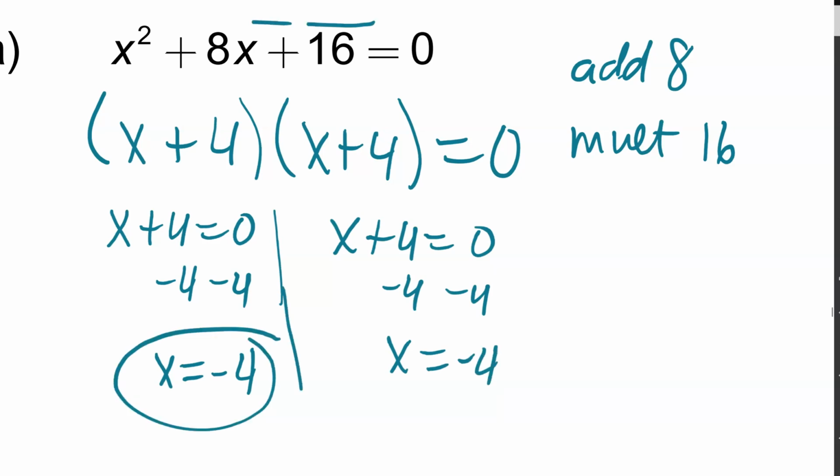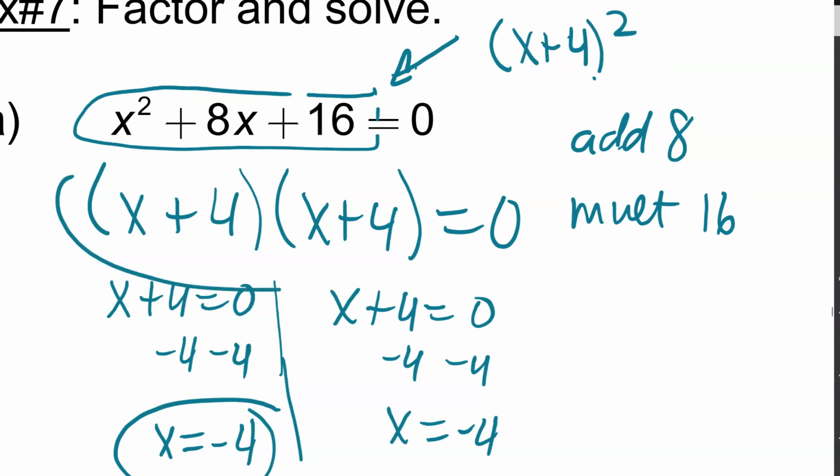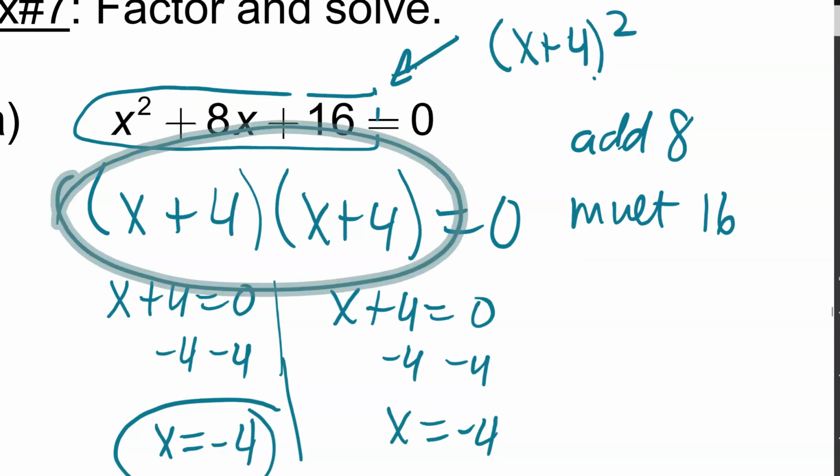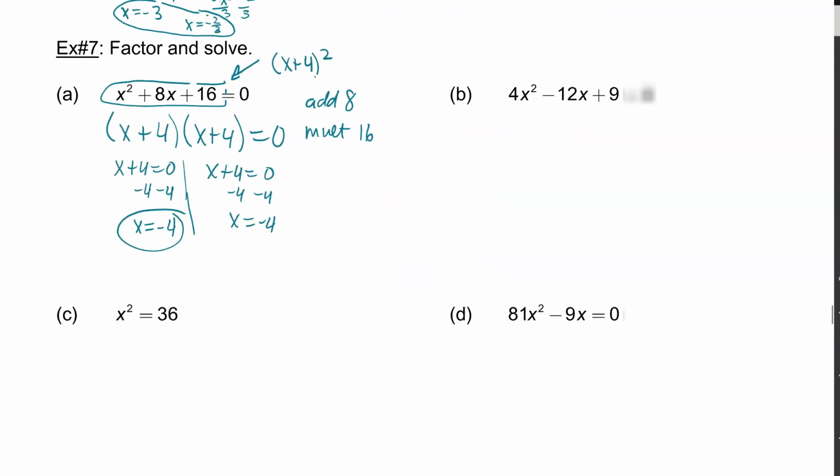This is an example of a perfect square trinomial. A perfect square trinomial only has one solution. It's literally the same factor squared. It's multiplied by itself. I could rewrite this as (x + 4) squared because there's two of them. I can literally say it's squared. Okay, thought that was interesting.